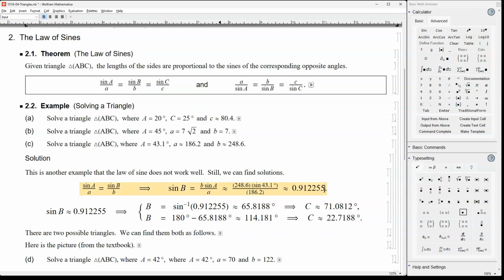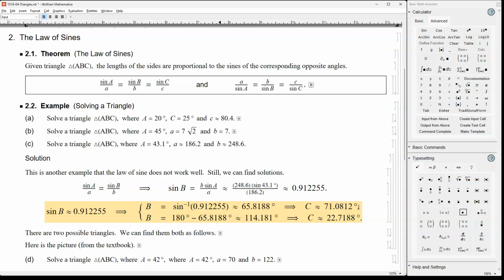Alright, this is what we got so far. And if we take inverse sine, we're going to get 65 point something degrees. And then another possibility is 180 degrees minus that, which is 114 point something degrees. In both cases, we have valid angle C. So in this case, we do not have a unique triangle, but two possible triangles.